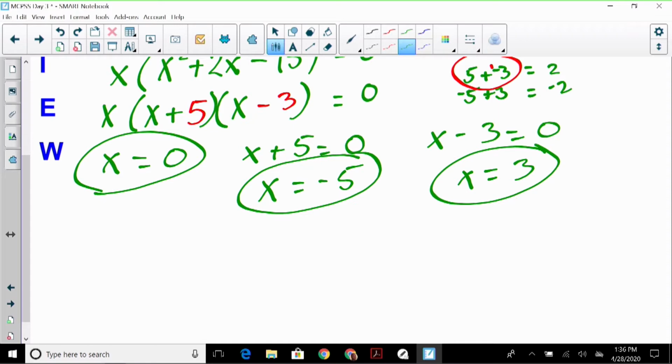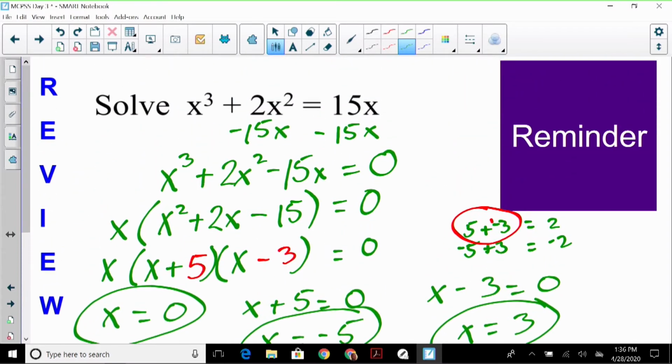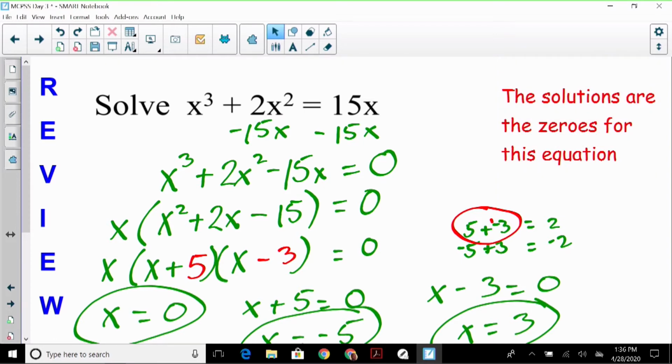What does that mean? That means the solutions are the zeros for this equation. Those 3 solutions, 0, negative 5, and 3, are the zeros. How are they the zeros? Because these are what make the value of the equation 0.